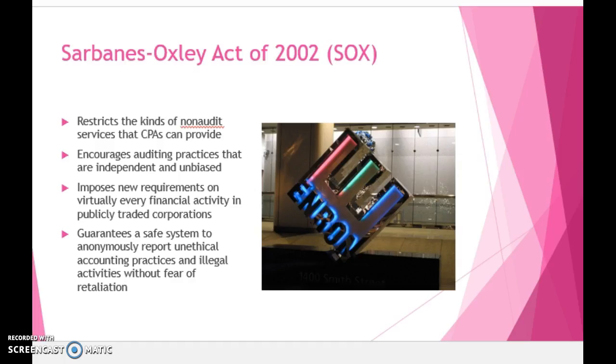At this point, I think it's important to briefly touch on the Sarbanes-Oxley Act of 2002. This legislation restricts the types of non-auditing services that a certified public accountant can provide, which encourages unbiased auditing practices. As you can see on page 363, there are many provisions of this act, which provide a safe system to report illegal activities.